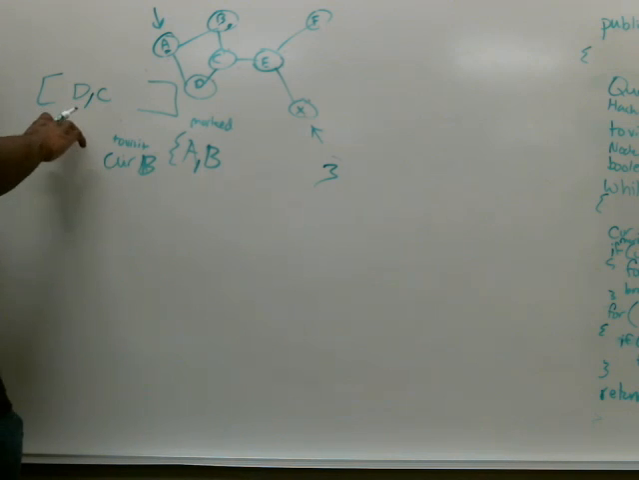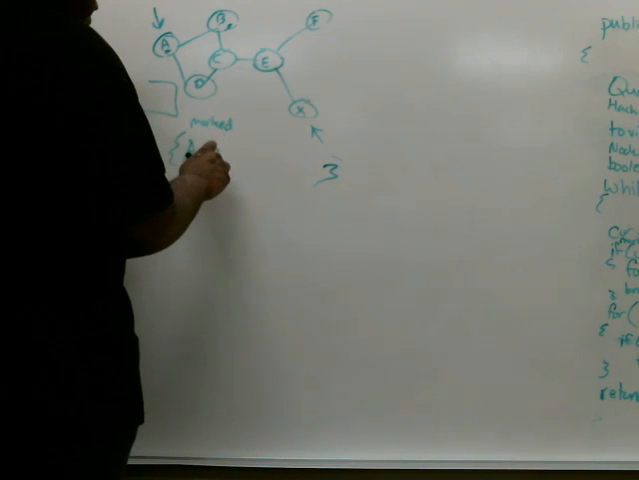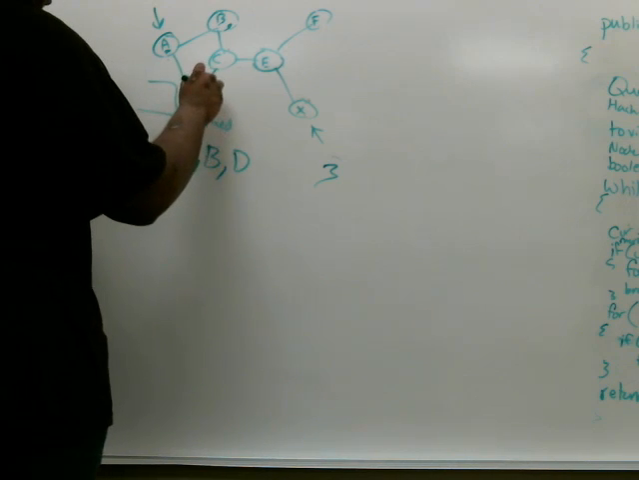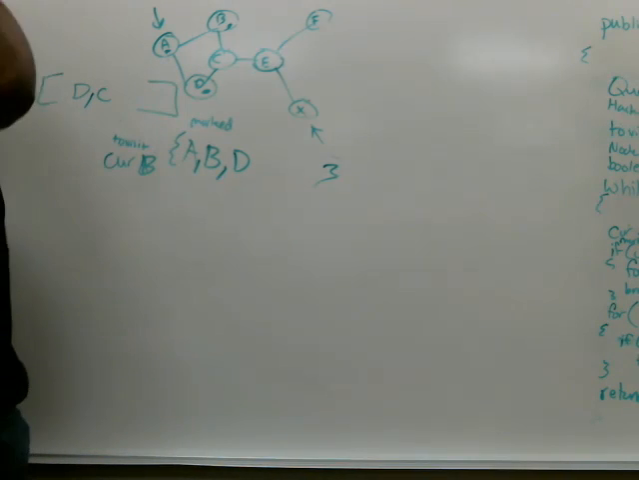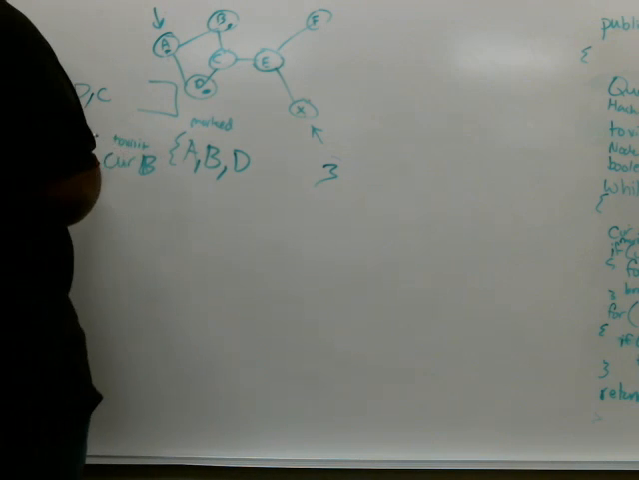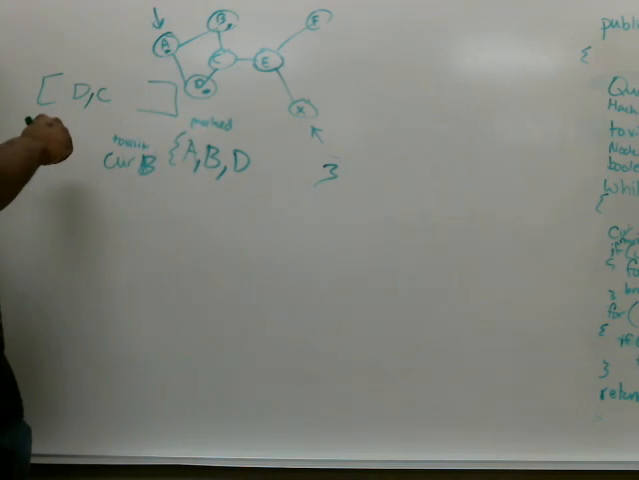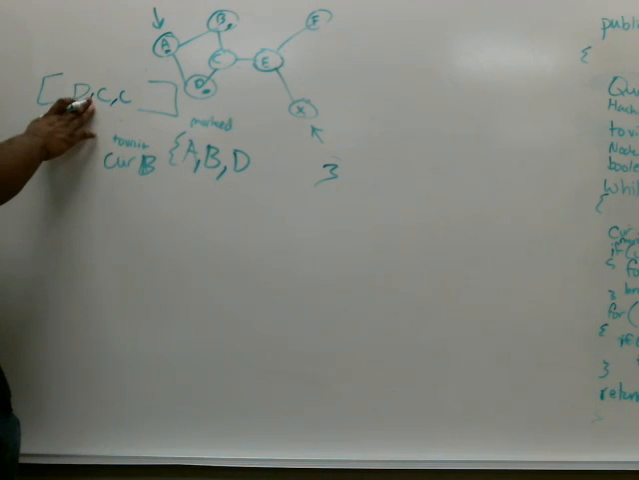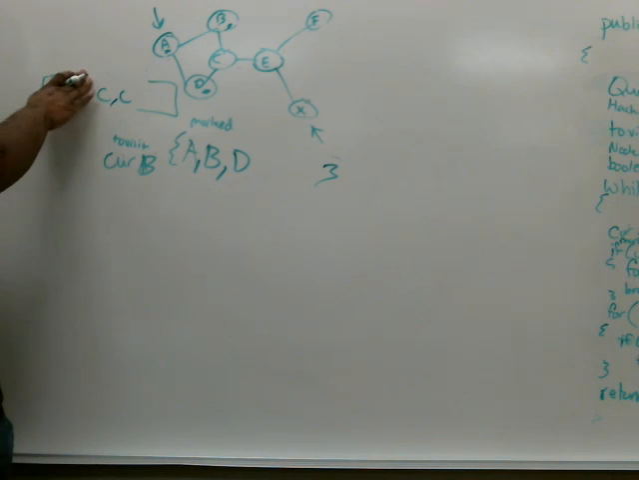Okay, so for D, now we dequeue, and now we get D. Okay, so now we enqueue all of D's neighbors. Okay, so we put in C. So now we have two C's.